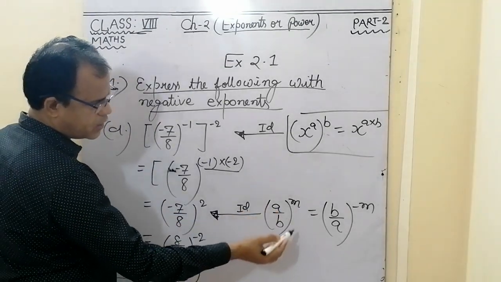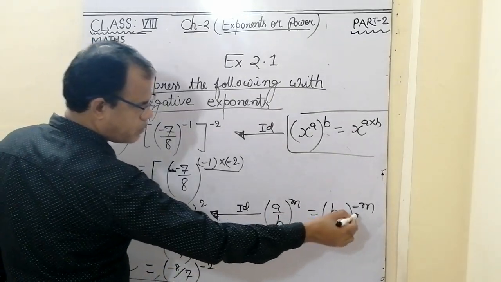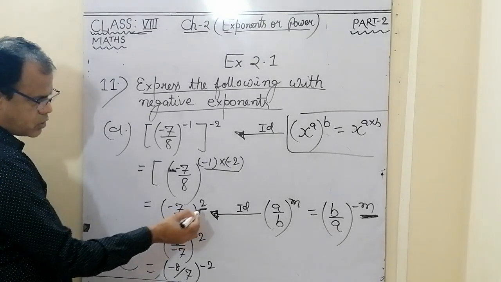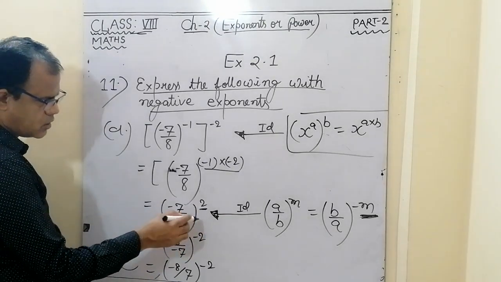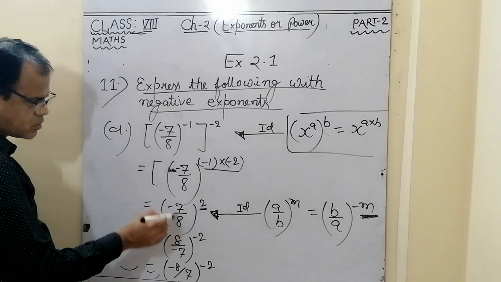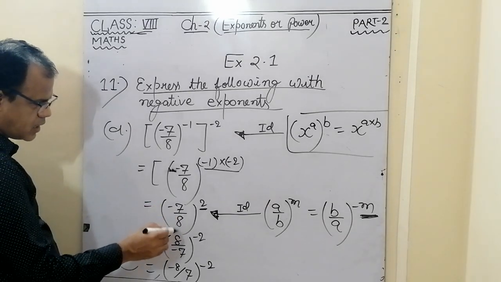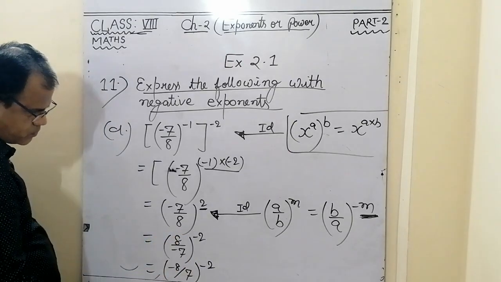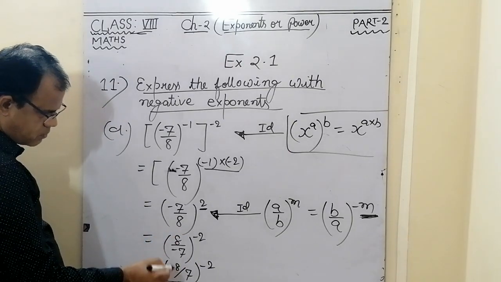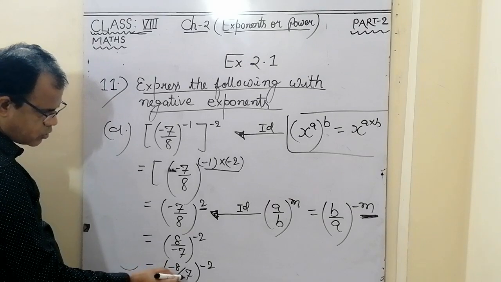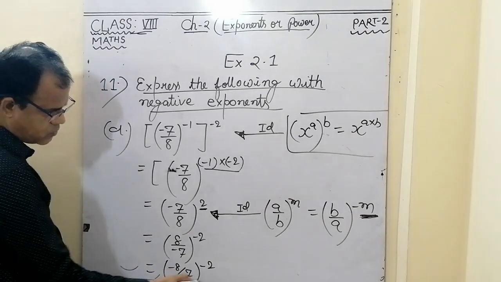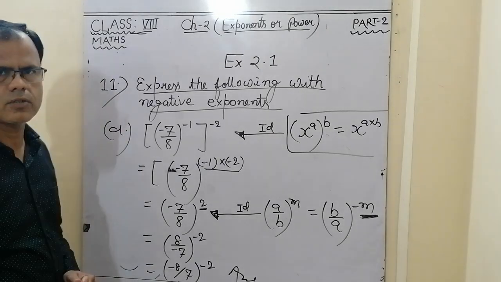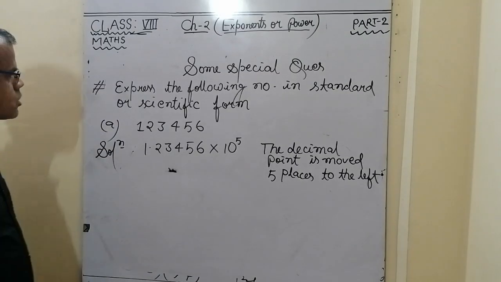And here the identity (a/b)^m becomes (b/a)^(−m). Here positive exponents are there. When we change it into negative, it becomes the reciprocal. Minus 7 by 8 becomes 8 by minus 7 raised to the power minus 2. So this is (−8/7) raised to the power minus 2. So this is the final answer. You have to solve the remaining parts.